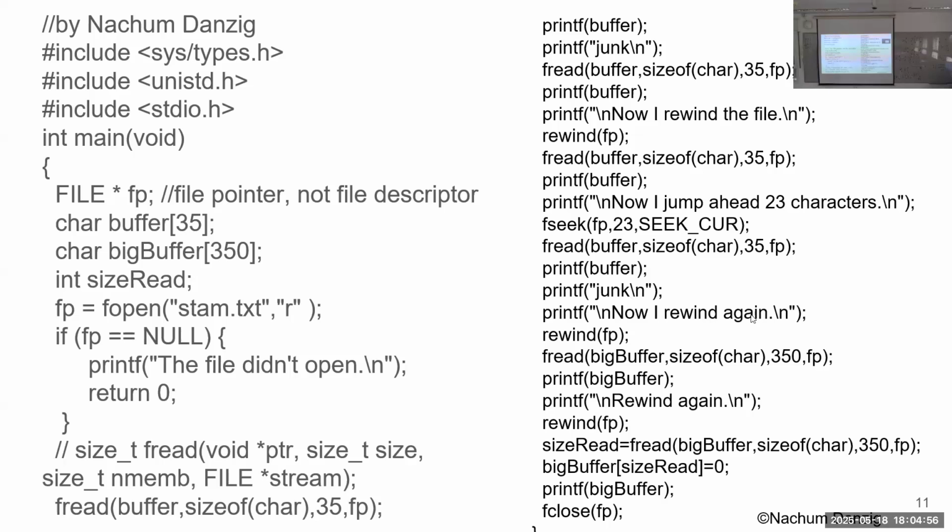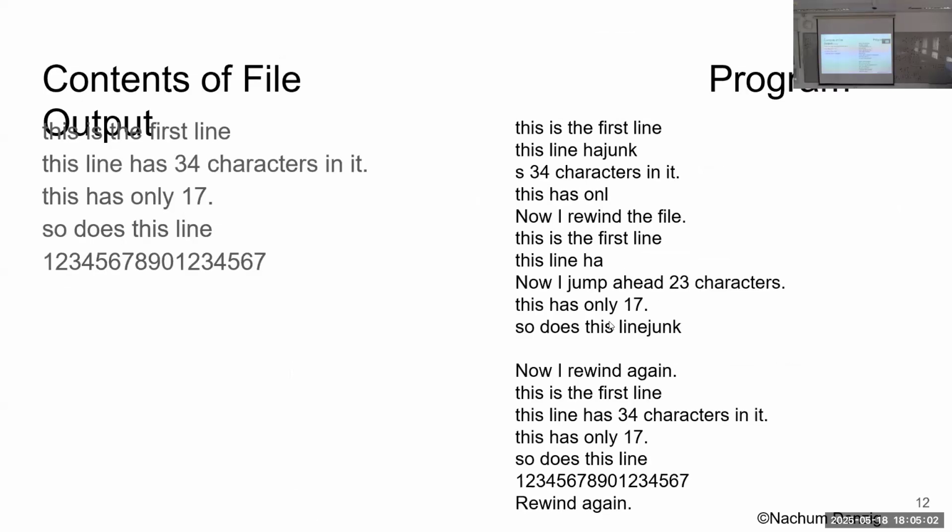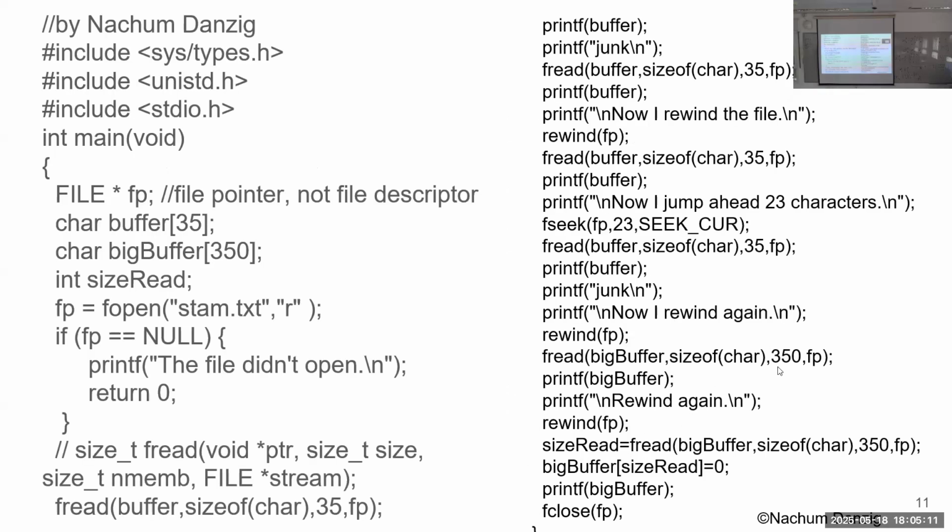Now I rewind again, and then I read into the big buffer of 350. This line is the first line. I get the whole thing because the bigger buffer was capable of holding the whole file. Rewind again. Okay, you got the idea.